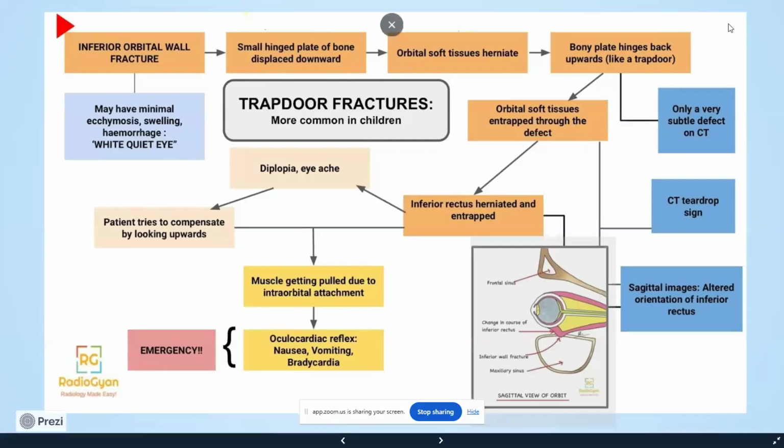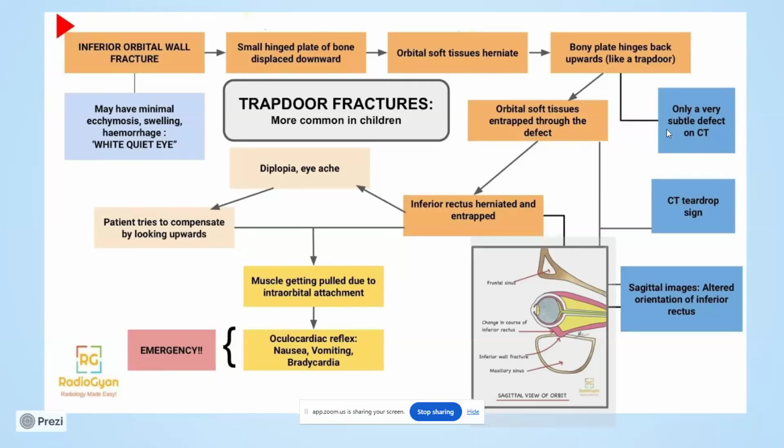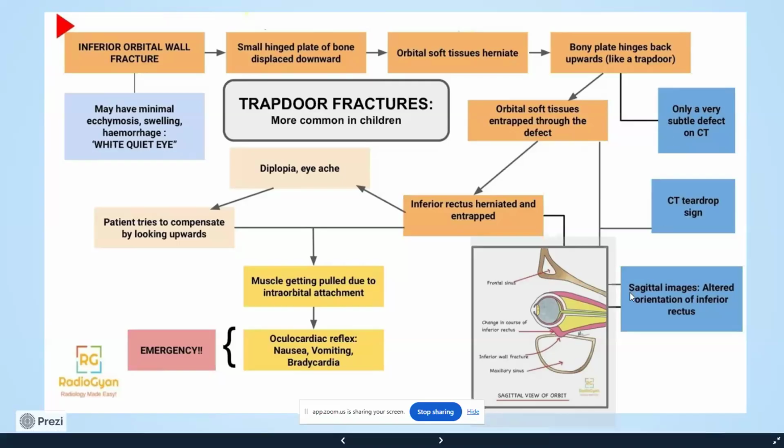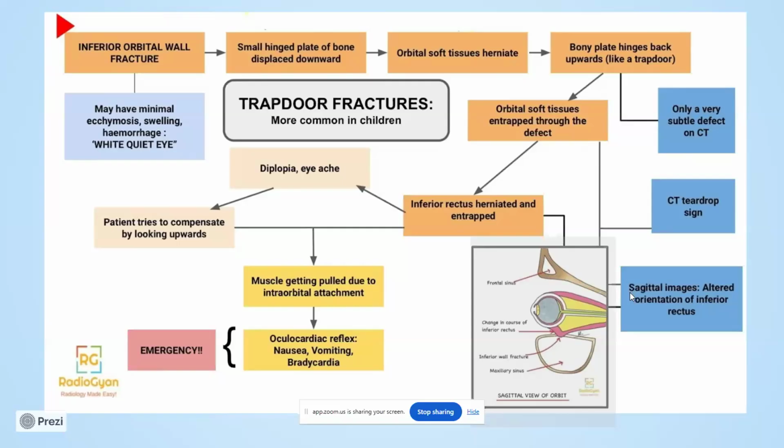Now, this trapdoor fracture is a little tricky because there is only a subtle defect on a CT scan, and it is seen as a teardrop sign. So sagittal images or an altered orientation can give you a little hint of the inferior rectus's altered orientation.